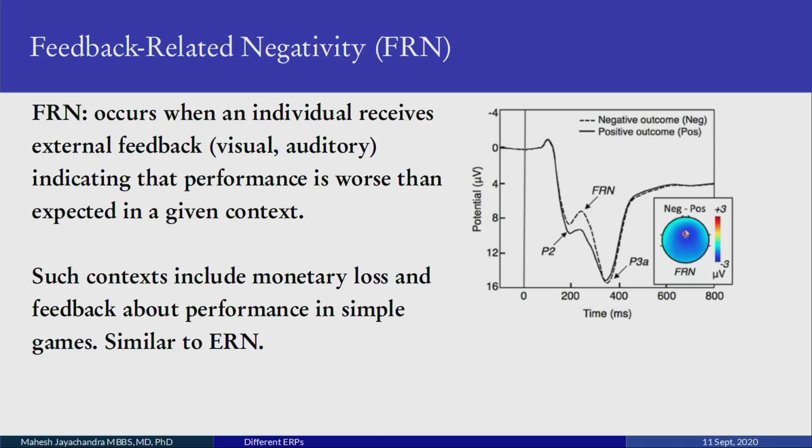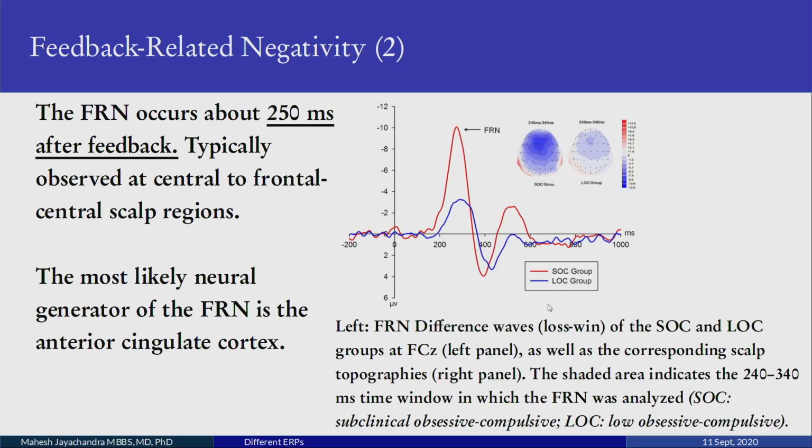If you look at the heat map on top, it's a fronto-centro-parietal distribution. Typically it occurs 250 milliseconds after feedback, and as I mentioned, it's in the central frontal areas. And again, the generator most probably is the anterior cingulate cortex. It's difficult to figure this out because it's deep, so you have to do source modeling, which we'll talk about in our next lectures.